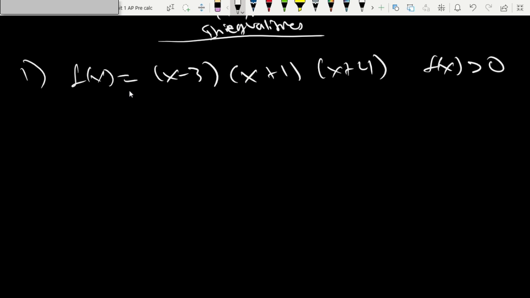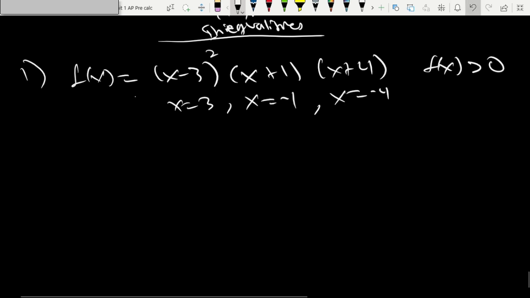The first thing you need to do is identify the zeros of this polynomial function. You're going to have x equals 3, x equals -1, and x equals -4. If any of these zeros had multiplicity, say 2 here, you would actually include that. You cannot stop including the multiplicity. If you had 3 here, you would include it. I'll explain what I mean by including later.